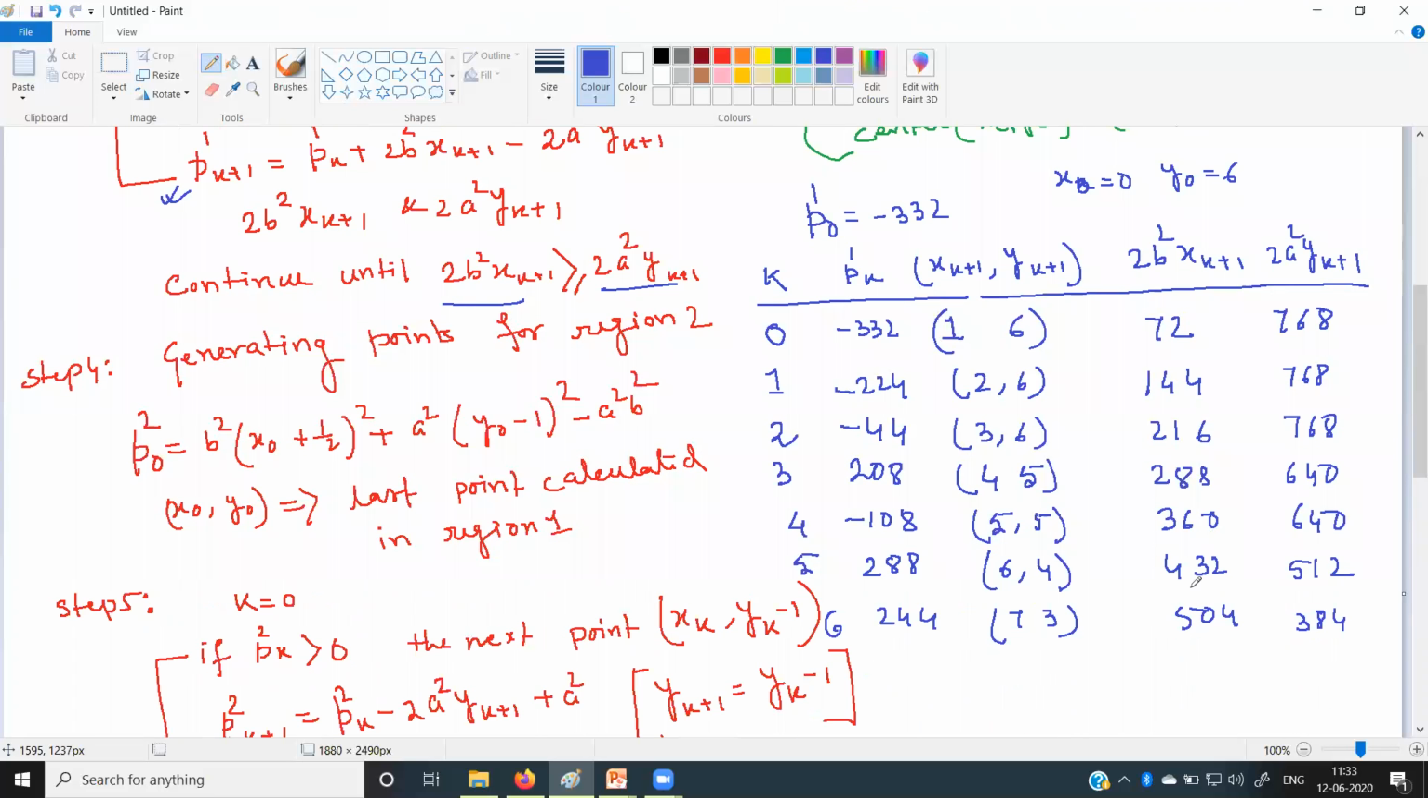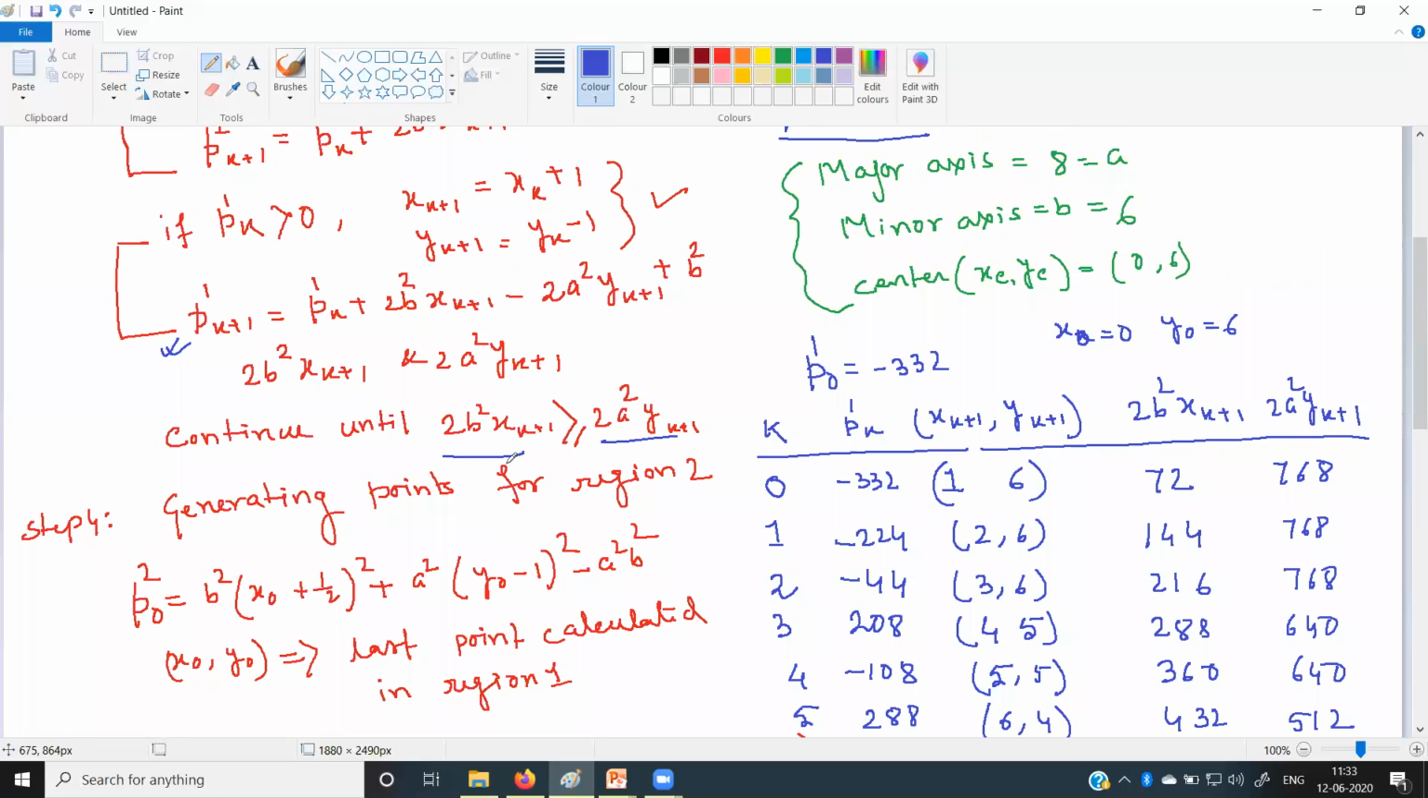So far, up to the fifth iteration, the value of the first portion, 2b square xk plus 1, is less than the value of the second portion, 2a square yk plus 1. So we continue. But after reaching the sixth iteration, you can see the value of the first portion becomes greater than the value of the second portion. So as per the decision, I have to stop. When this condition is not satisfied, this is the condition for stopping.